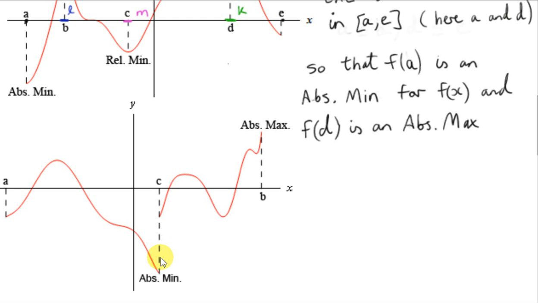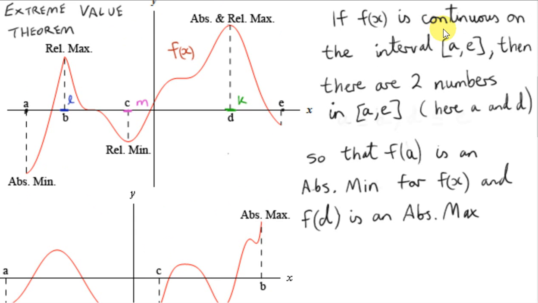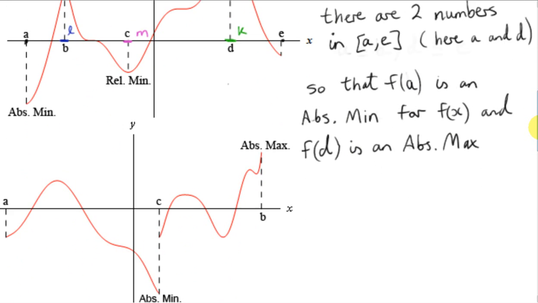Here is a function defined on the interval a to b, which has a discontinuity at the point c. Yet on the interval a to b, the function does have an absolute min. It actually occurs at c. And it does have an absolute max. It occurs at b. So in this case, one of the conditions of the extreme value theorem is violated. The function is not continuous, yet everything else holds. Yet there are indeed two numbers that give an absolute max and an absolute min.